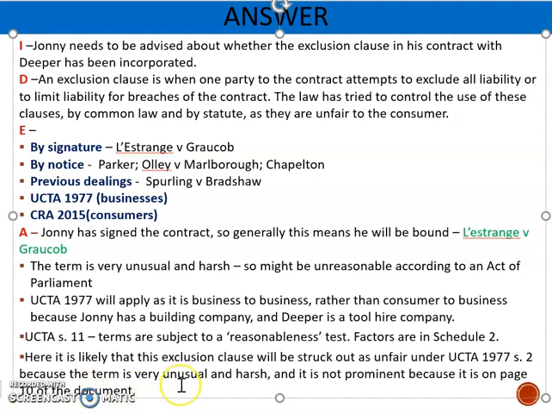I mean, equally, you could have made the point that maybe they've had previous dealings, maybe he's aware of it, so the fact it's not that prominent isn't that important. So you could have concluded in a slightly different way, but because we're told it's very unusual and harsh, I would say it's going to be struck out as unfair using UCTA. So I hope that's been helpful in showing you how to apply the law on exclusion clauses. Please use the idea structure to have a go at this with some other mini scenarios from your booklet.